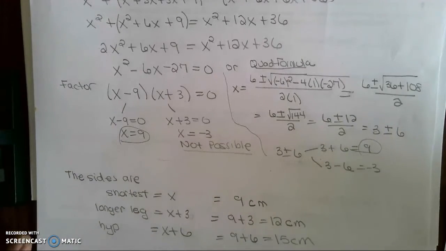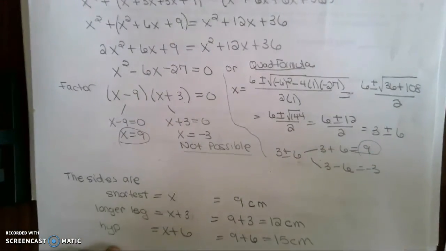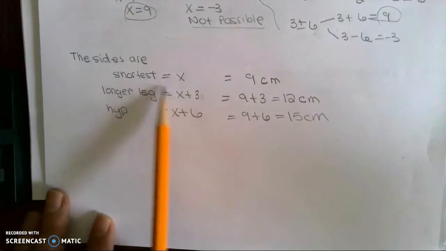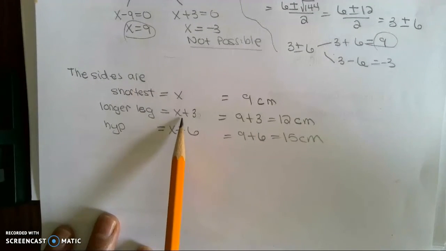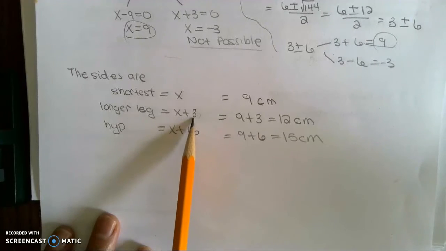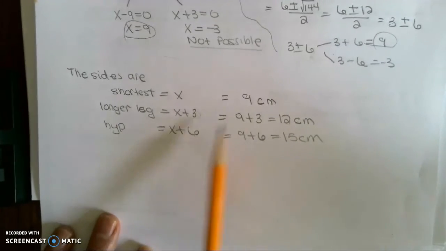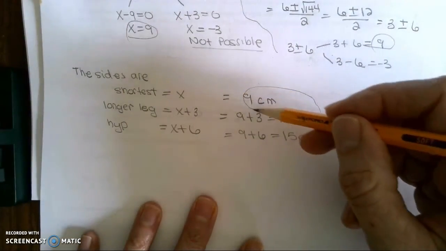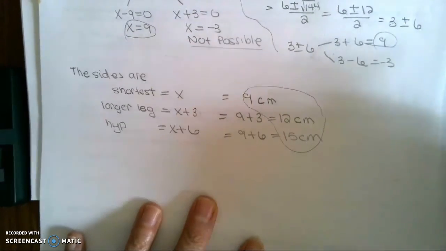Okay, so going back to the question. The question said, what are the legs? What are the lengths of the sides? So these are my 3 sides. I just rewrote them down the bottom of the page. The shortest one is actually the answer. That's X. It's 9 centimeters. The longer leg is 3 centimeters longer, so that's 12. And the hypotenuse is 6 centimeters longer, so I took 9 plus 6 and I got 15. So here's my answer right here. Here's the lengths of the sides. So it'd be 9, 12, and 15.